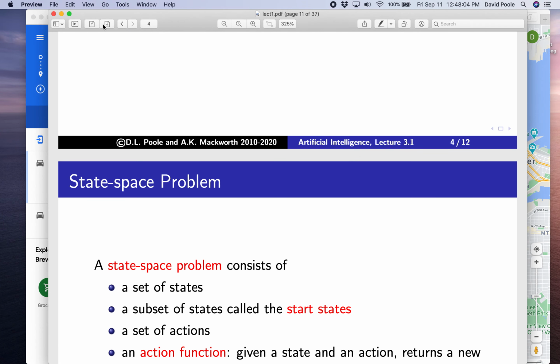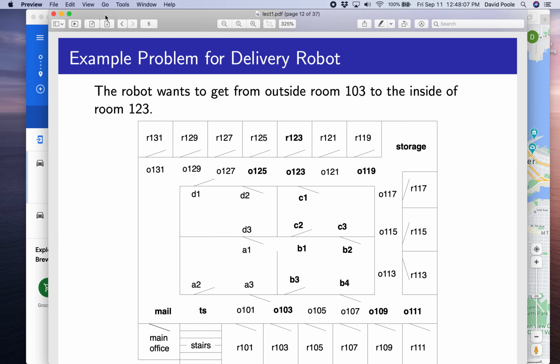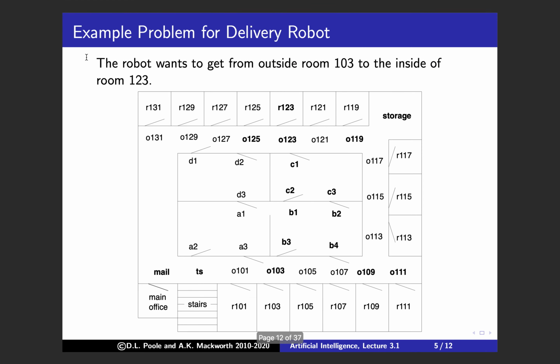All right, so here's another example. We're going to have a delivery robot, and this is the domain we're going to use. A robot wants to get from outside room 103 to inside of room 123. So what we're going to do is label all of the locations with names.